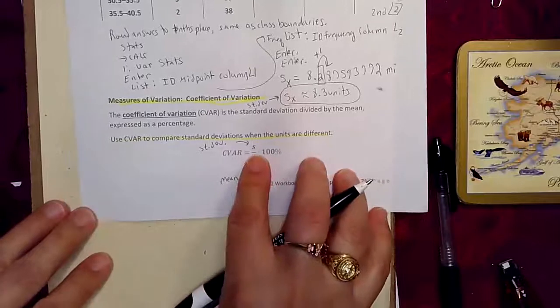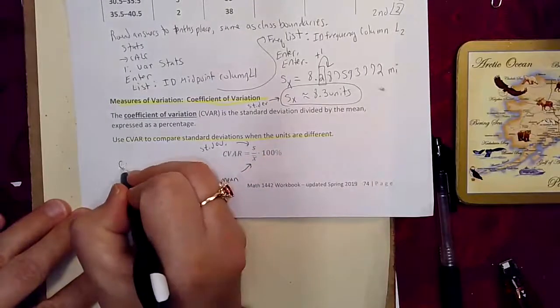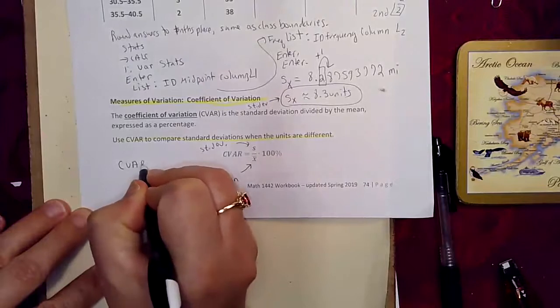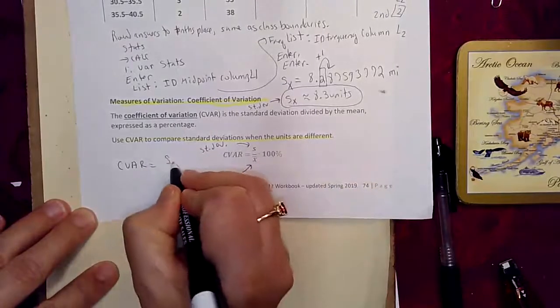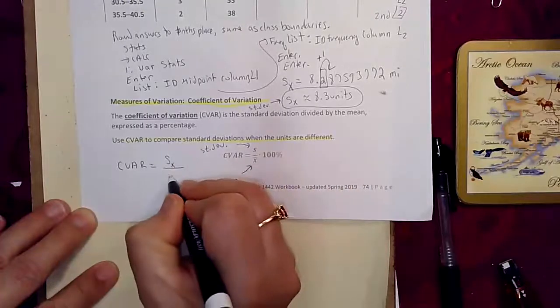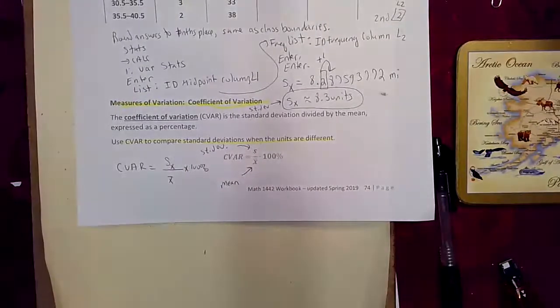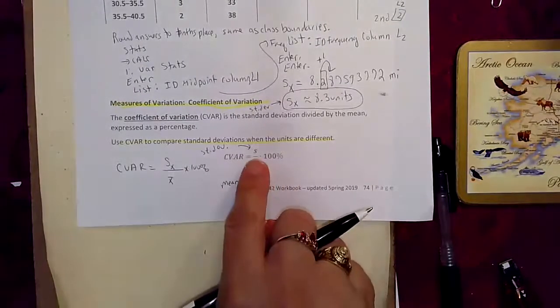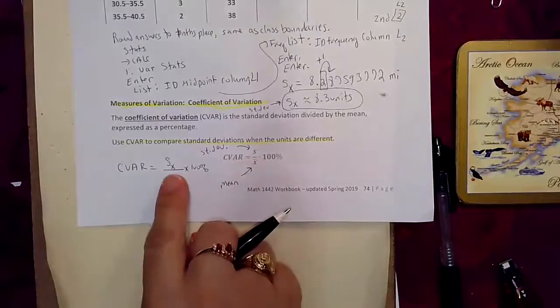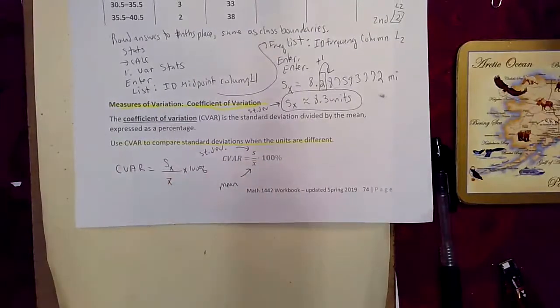Also in your formula, S is also S of X, standard deviation divided by mean times 100%. So just know that sometimes they use S from the text and S of X from the graphing calculator, but they're both equivalent. Okay, so let's look at an example on page 75.